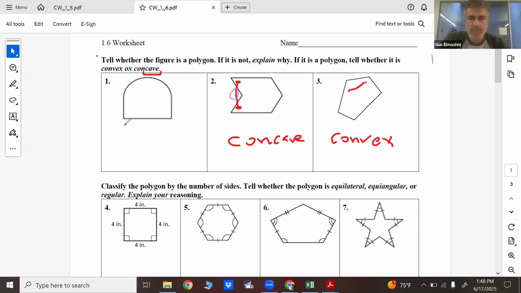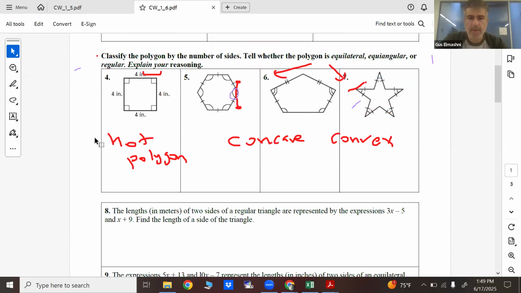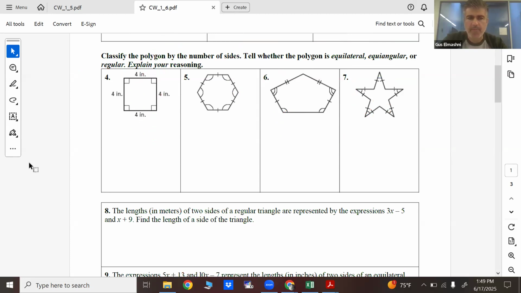And this is not a polygon because you have to have straight sides. It's curved. So 2 and 3 are definitely polygons. But 2 happens to be a concave polygon, and 3 is a convex polygon. So I can put 2 points anywhere in here and they won't connect. Correct. That makes it convex. But our focus will be on convex. That's what we usually deal with in geometry.